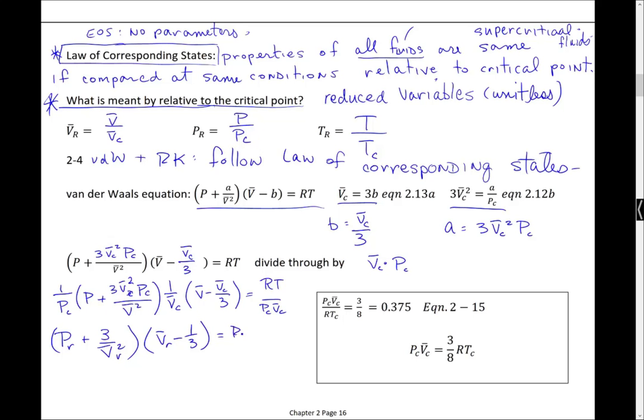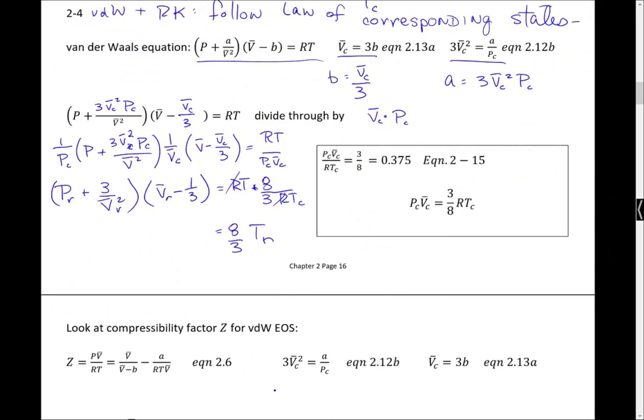All right, so I'm going to have RT, all right? And instead of dividing by this, I'm going to just multiply by the reciprocal. That makes sense? All right, so that's going to be times 8/3 over RTC. Okay? All right, what happens to R? It cancels, right? So I'm left with 8/3, right? And what happens to T over TC? That's TR, right? Okay, so now we have, this is the van der Waals equation.